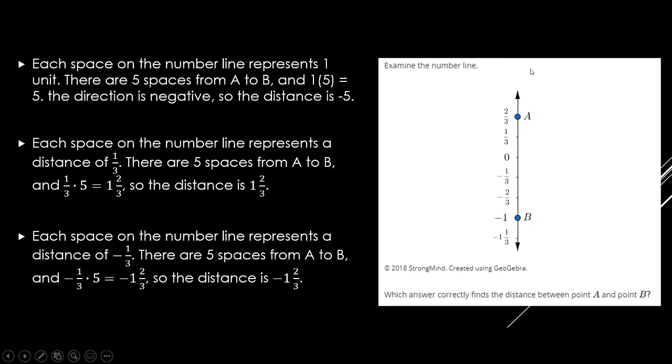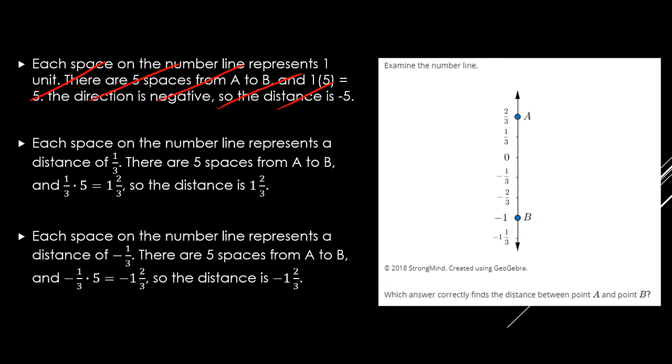Alright, so next one, here we have a vertical number line, and we're asked a few questions. We want to know which answer correctly finds the distance between points A and B. And we have a few different options. The first one says each space on the number line represents 1 unit. Well, if I go from 0 to the next little tick mark, it's at 1/3. So it's definitely not 1 unit apart, so it's not that one.